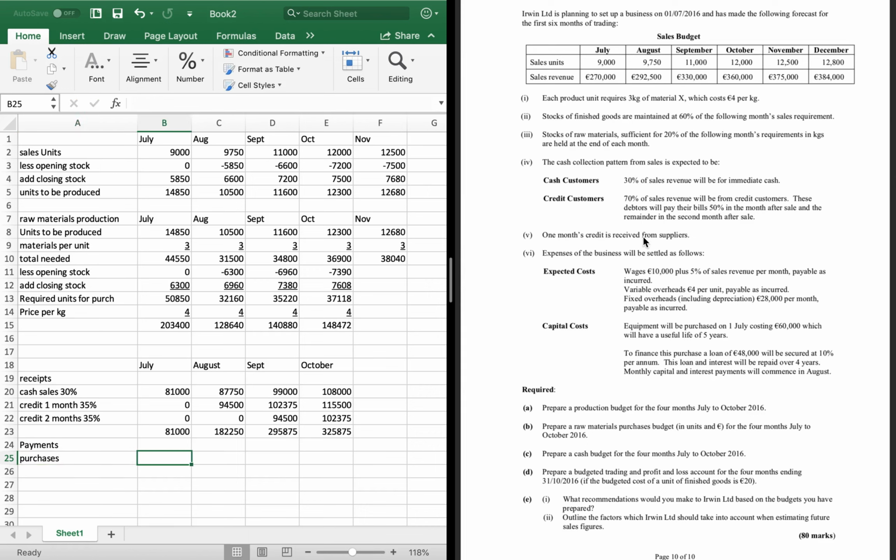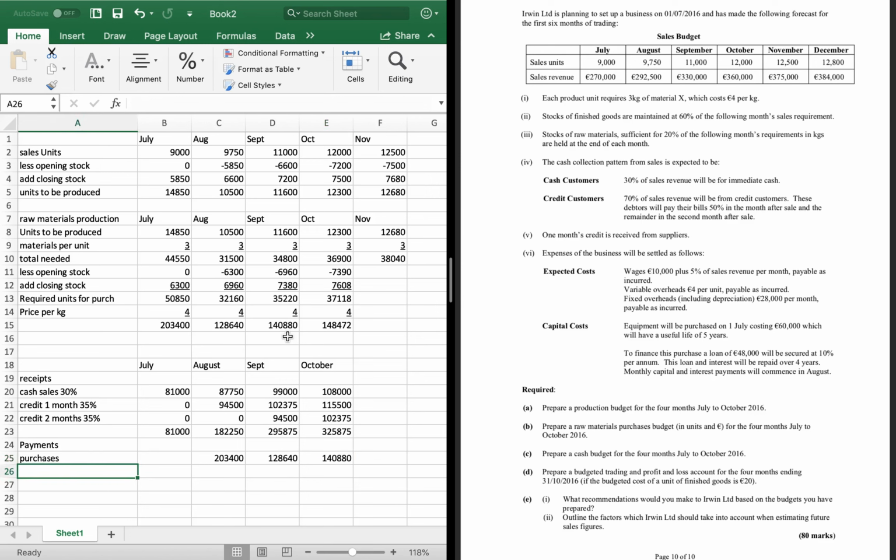So we know for July we're buying 203,400, so therefore we're paying it in August. In August it's 128,640, that one there, which we will pay in September. And then we've 140,880 in September, which we will pay in October. Okay. So that's our purchases done.